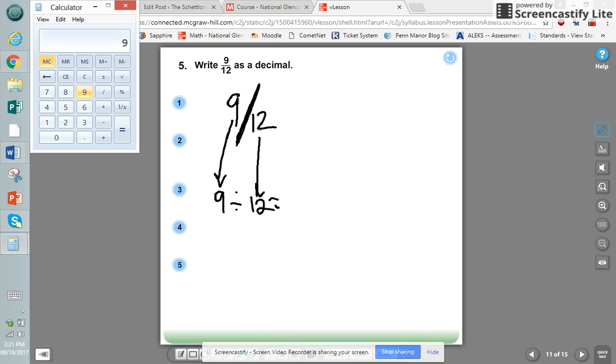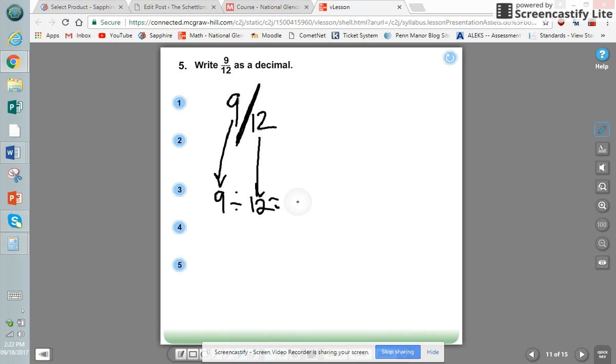Let's do 9. Oh, look, there's that slidey line. Divided by 12 equals 0.75, and what is that number? You got it, 75 hundredths, because the 5 is in the hundredths column.